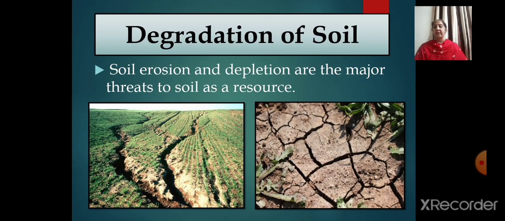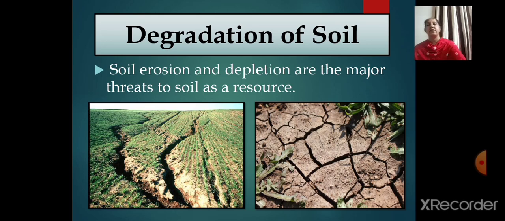Now the next topic is degradation of soil. See, soil erosion and depletion are the two major threats to soil as a resource. So both human and natural factors can lead to the degradation of soils.